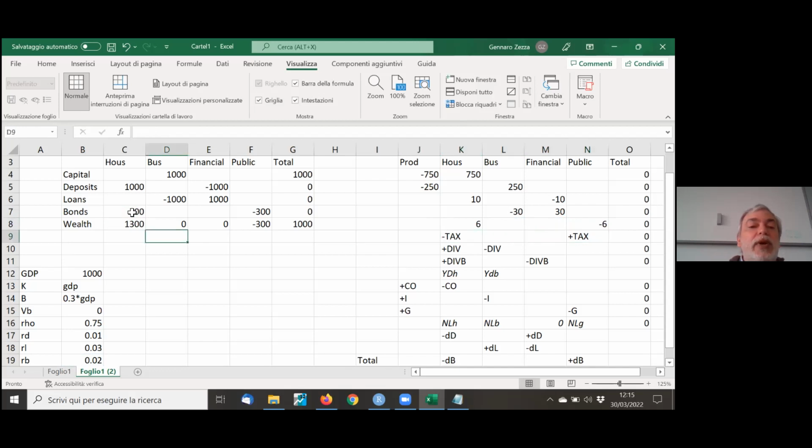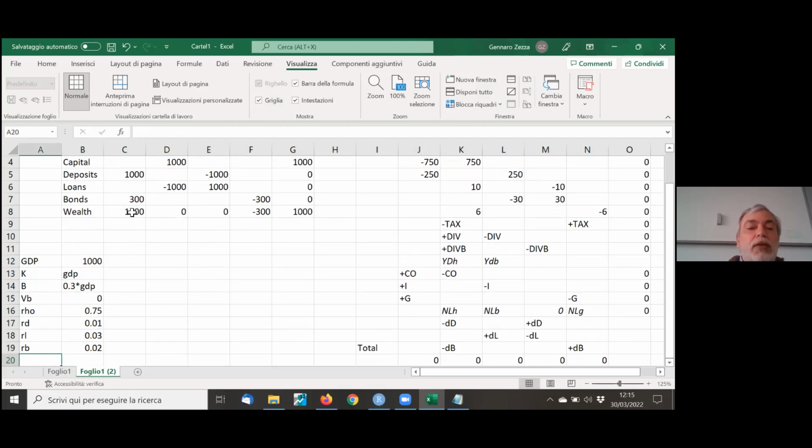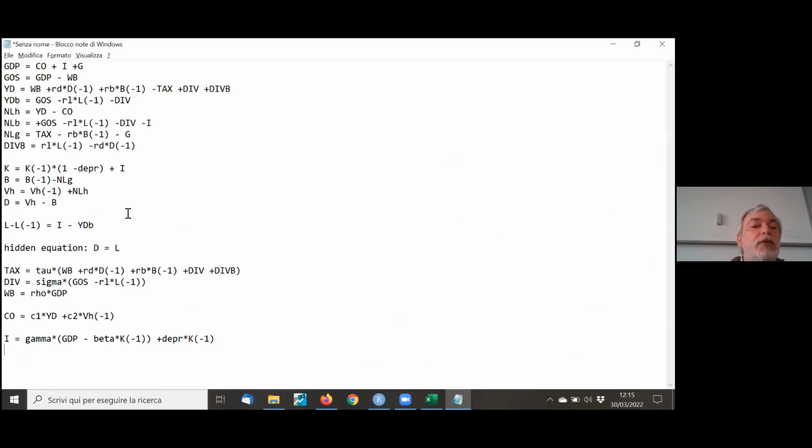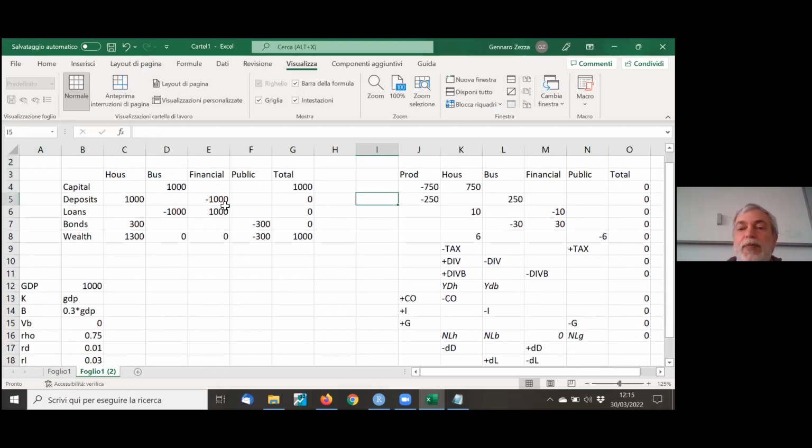Then the tax rate, let's say the tax rate is 20%, maybe. So the tax, I call the tax tau, and let's say it's 20%. But before I get the tax, I need to compute the dividends and the profits of the banks. So now the profits here are the negative of the difference here. So they are distributed to the households.